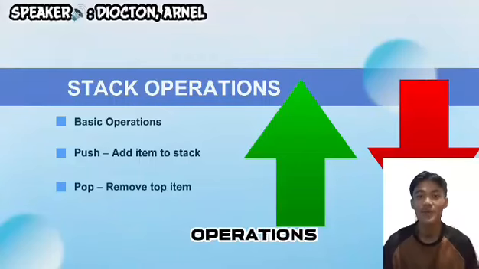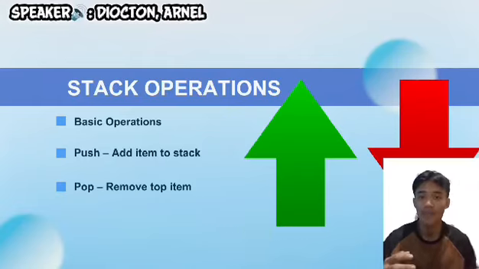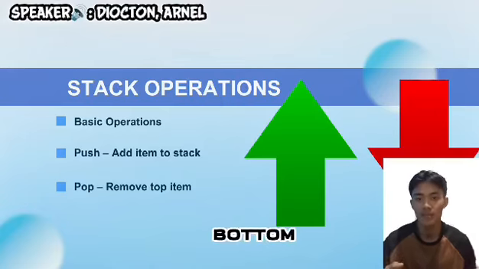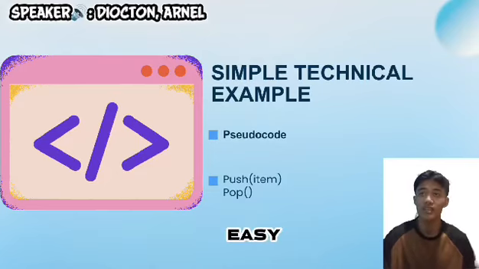And next is stack operations, push and pop. A stack has two main operations, push and pop. Push means adding an item to the top of the stack, just like placing a new plate on top of a pile. Pop means removing the item from the top of the stack. You can only push and pop from the top, never from the middle or bottom. If the stack is full and you try to push, it's called overflow. If the stack is empty and you try to pop, it's called underflow. These operations make stacks simple, predictable, and easy to manage.